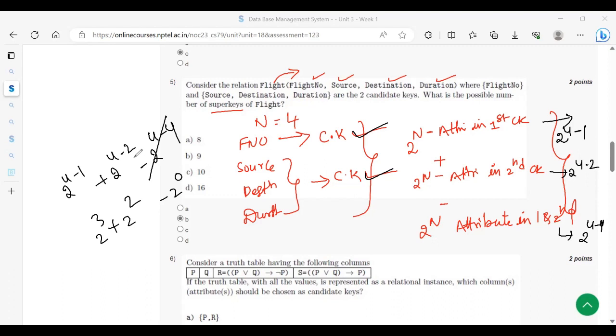So here, the second candidate key has 3 attributes. So you write here 4 minus 3, then we get 2 power 1. So the value is 8 plus 4 minus 1, which is equal to 9. So the correct answer for this question is 9. I hope this is clear for everyone. Now I am going to take the next question.